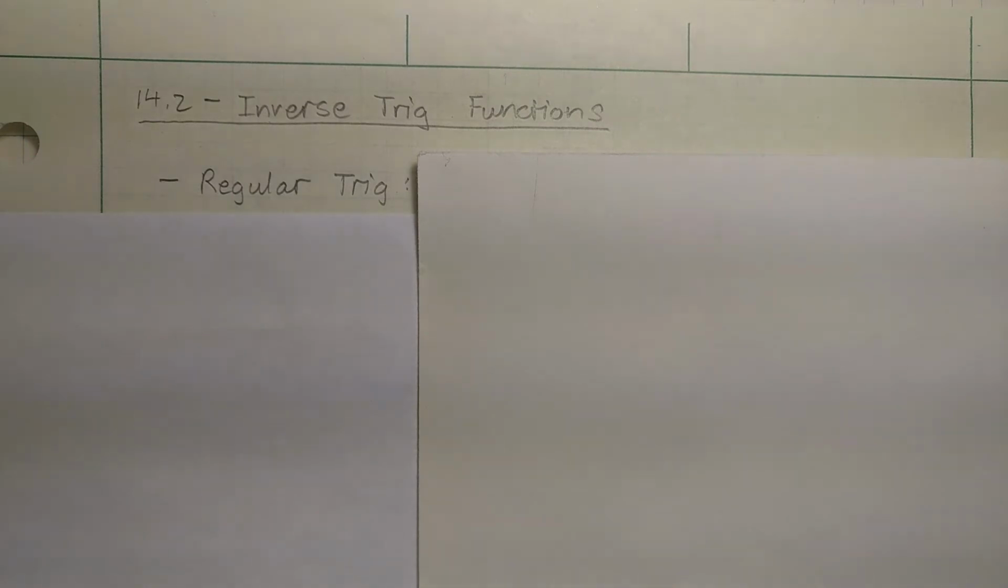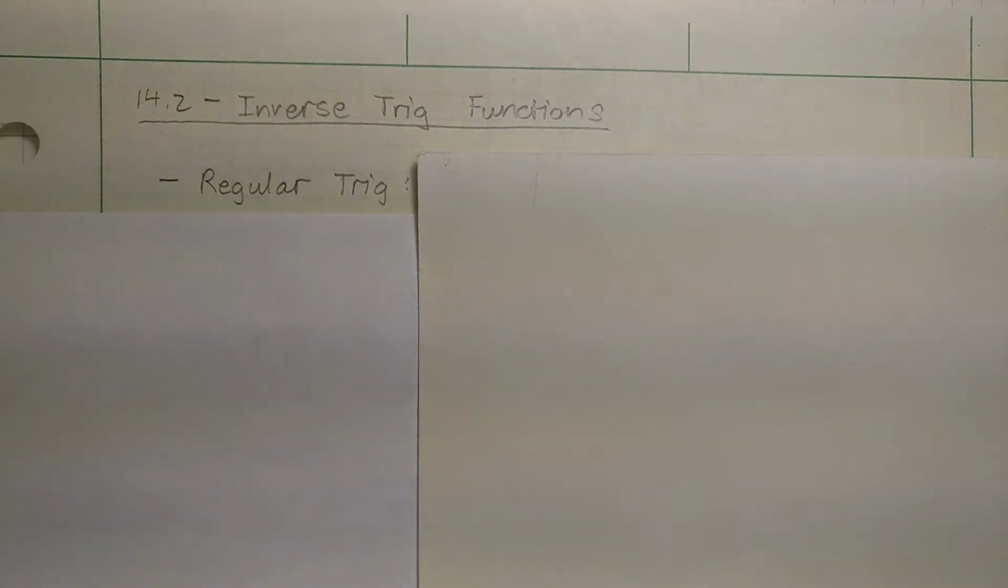For instance, if I put the number 2 into a function and out comes 4, then if I put 4 into the inverse function, out would come 2. It undoes the original function. And so inverse functions become important.